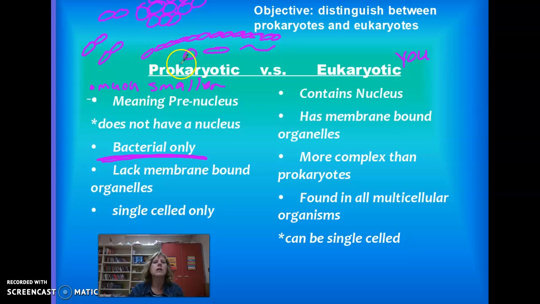But prokaryotic cells, always bacterial. They don't have a nucleus. Prokaryotic literally means pre-nuclear or pre-nucleus. You, as well as plants and fungi and all of those living things, are made of eukaryotic cells. These might be multicellular, might be single cellular. Prokaryotic are always single celled. All prokaryotic cells are bacteria, and all bacteria are prokaryotic cells. They're much smaller, much simpler.